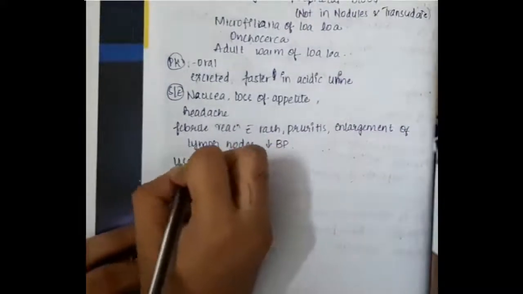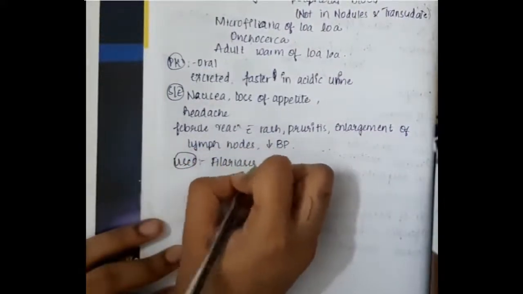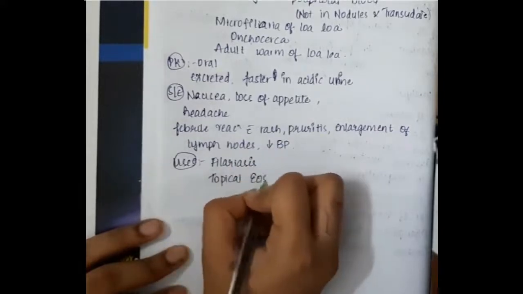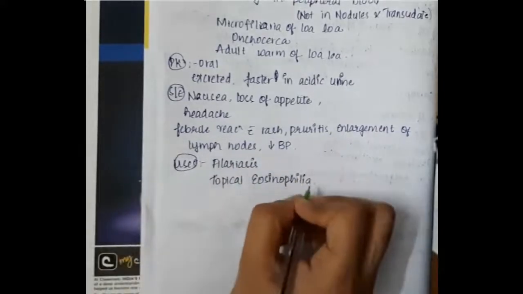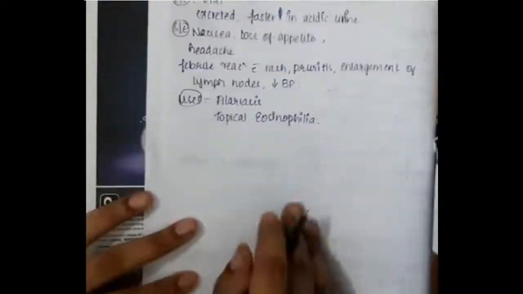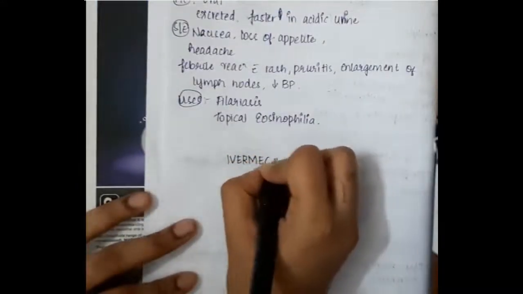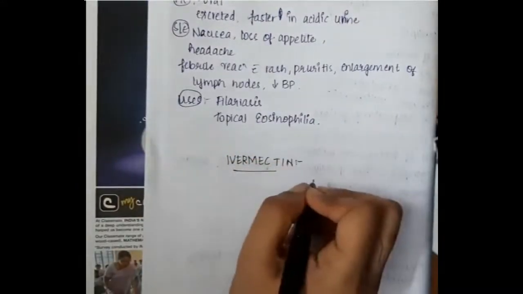So if you see the uses of this diethylcarbamazine, it is used in filariasis and tropical eosinophilia. Then the next important drug is Ivermectin.